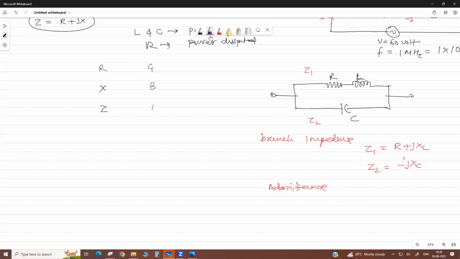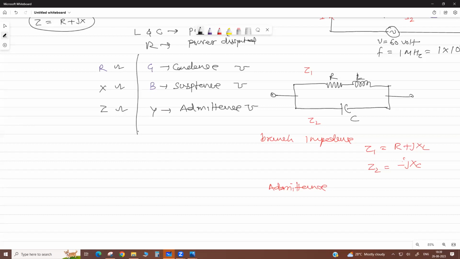It is denoted by Y. This is conductance. Conductance is inverse of resistance. Reactance is inverse of susceptance. Susceptance. And this is admittance. Now these are unit ohm, ohm, ohm. This all has a opposite of ohm. Okay, please. Got it?